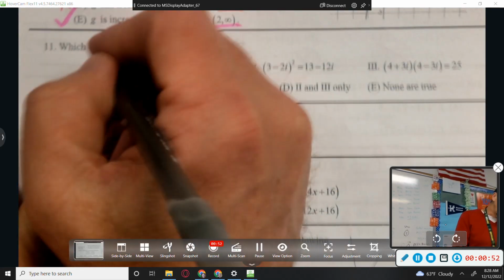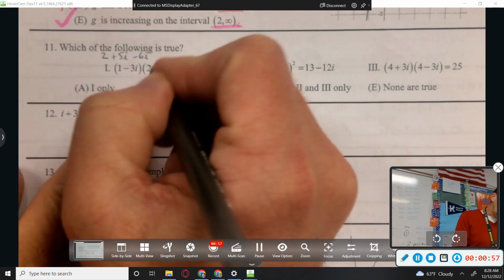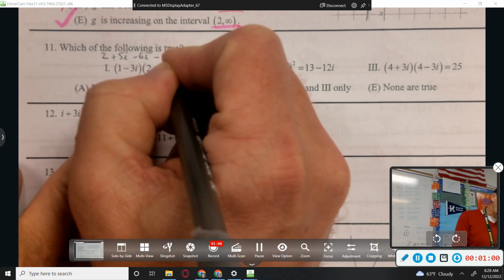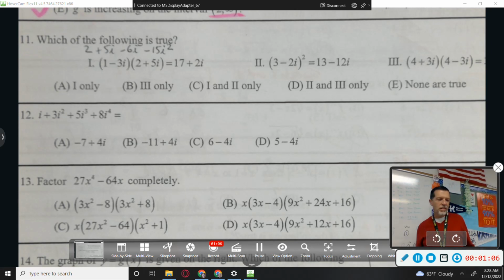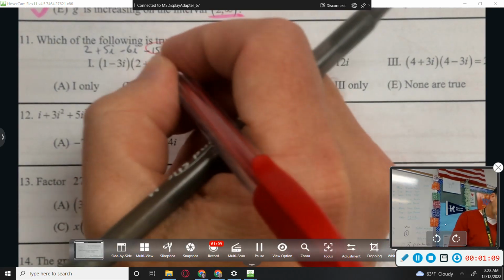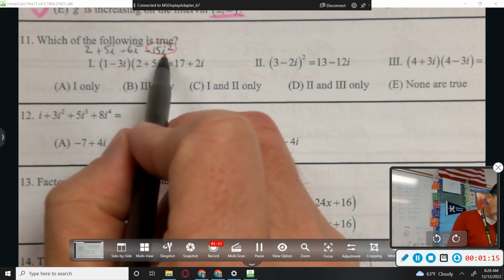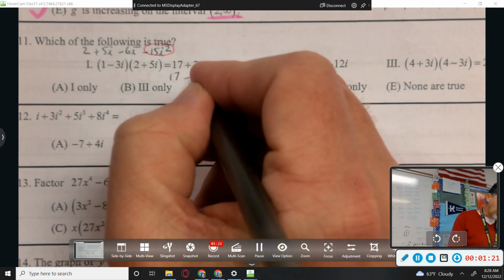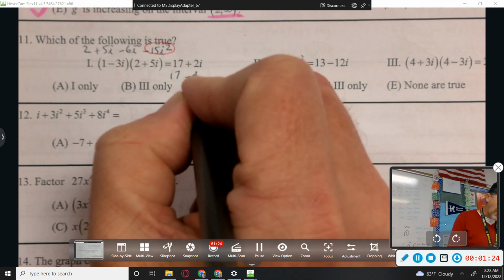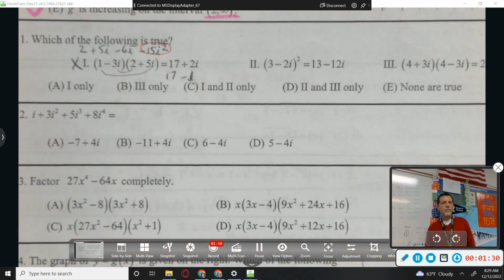So 1 times 2 is 2. 1 times 5i is 5i. Minus 6i. And then minus 15i squared. That becomes plus 15 because i squared is negative 1. So 2 plus 15 is 17. 5i minus 6i is negative i. Since I'm halfway right, I'm double checking to make sure I did that right. Yeah, so number 1 is not correct.